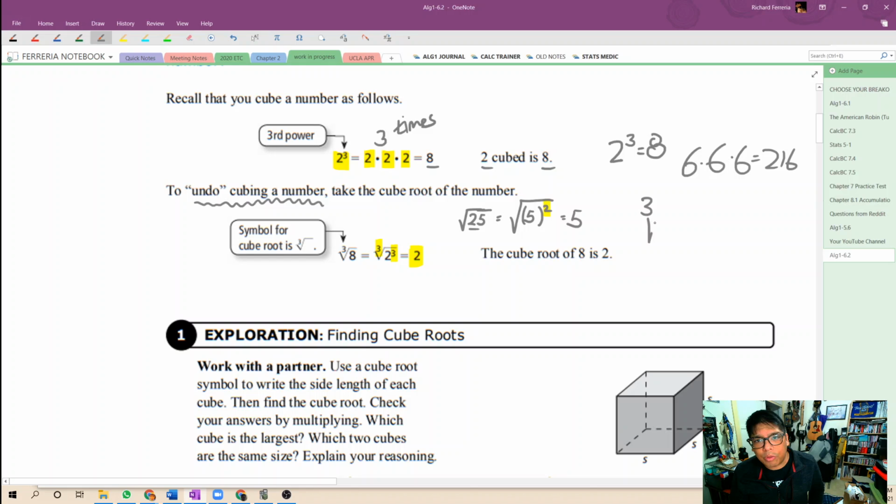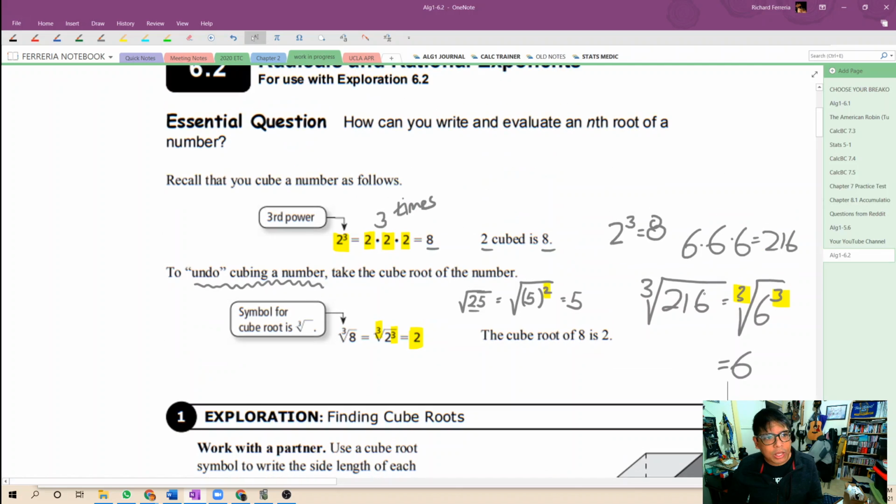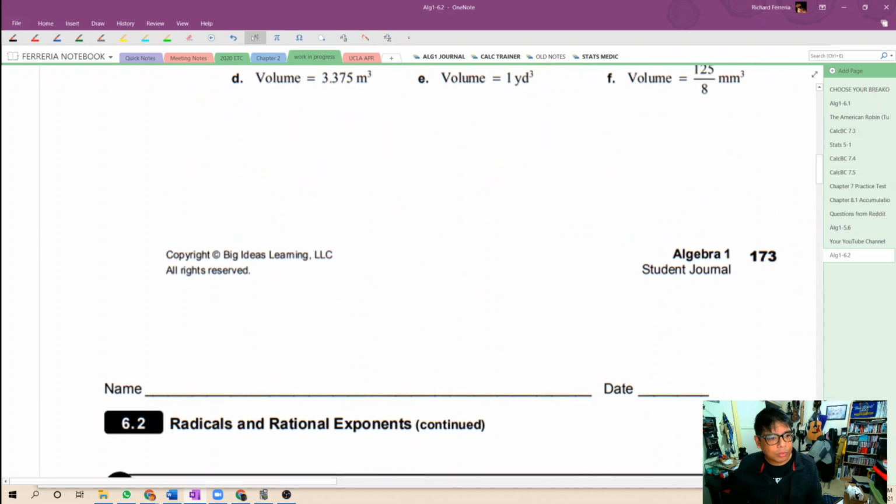So if I want to know the third root of 216, well, that's like saying the third root of 6 cubed, because 6 cubed is 216. Now the third root and the 3, they undo each other because they are inverse operations, and we get left with just a 6. So that's the way that cubes and cube roots work. We can look at other powers too.